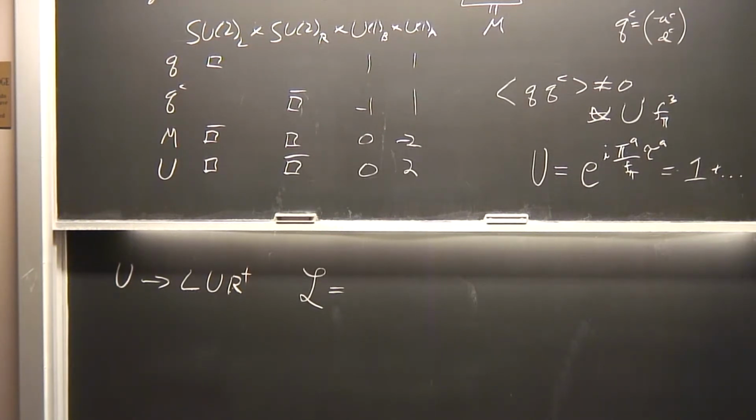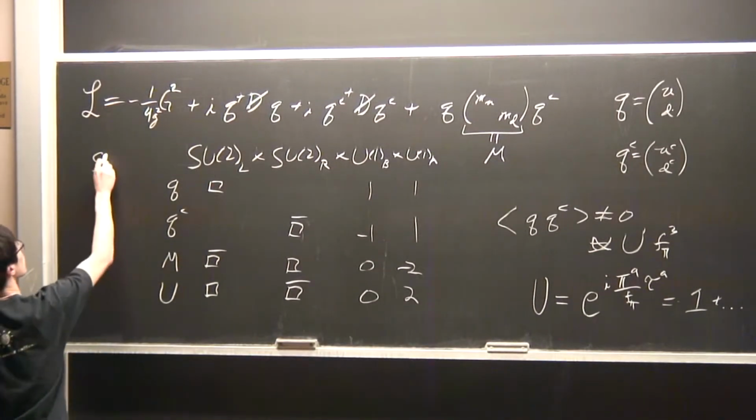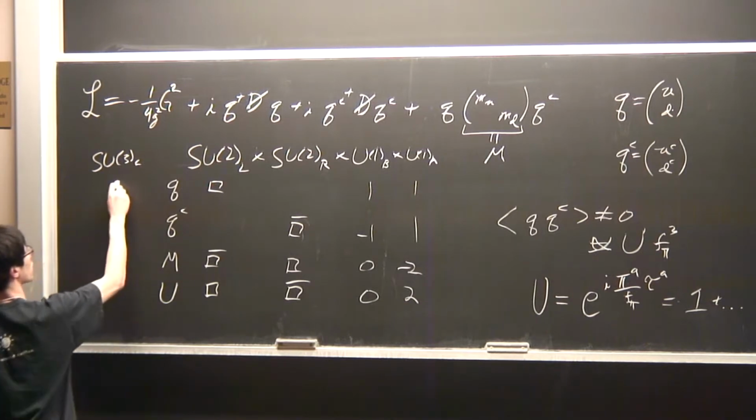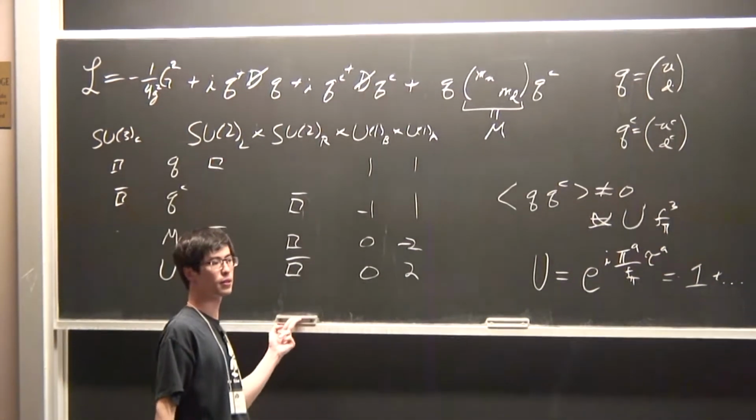And how can the QCD group SU3C work in this way? So the way things are charged under SU3 color is that these are fundamentals, these are anti-fundamentals. And so M and U are both singlets under SU3 color. And so when we write down our effective theory, nothing is charged under SU3 color, and so color drops out of everything. Any other questions? All right.